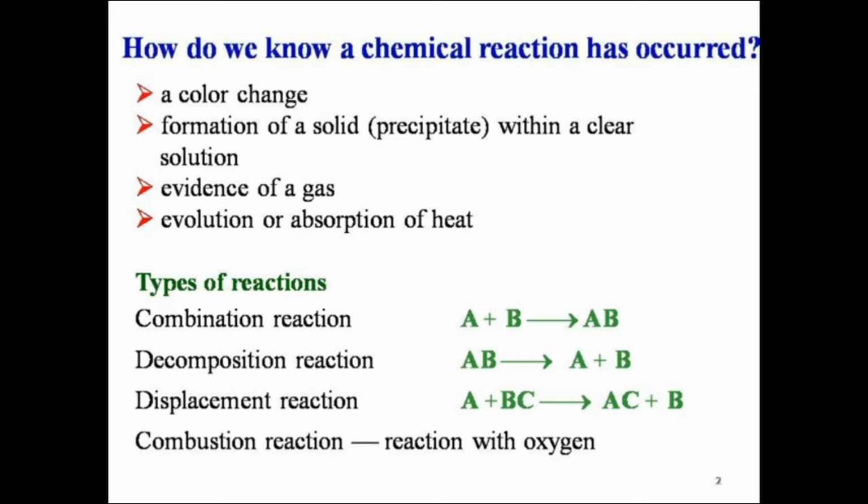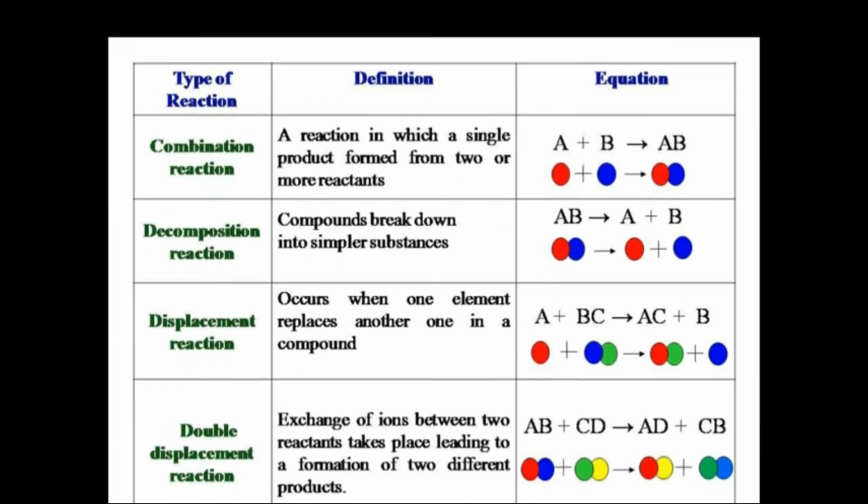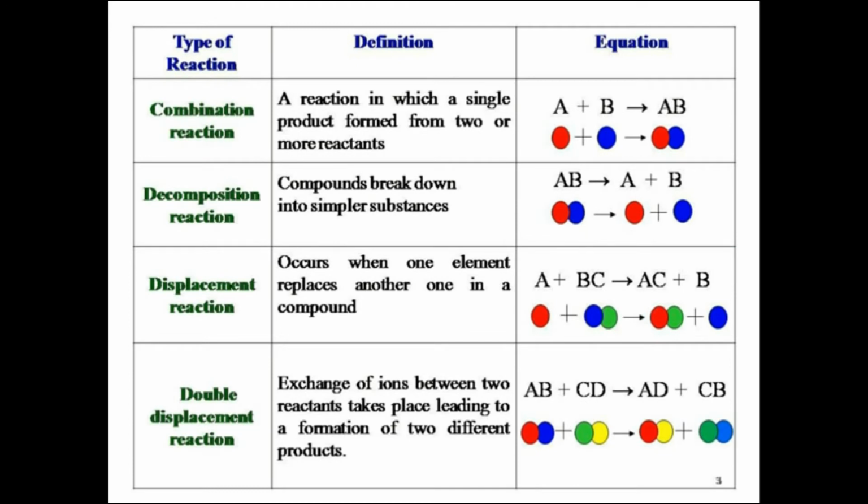Next, there are a few types of reactions we will see. Some reactions are shown here. First one is combination reaction, that is A plus B combined to give AB. Second one is decomposition reaction, AB decomposes to give A plus B. Third one is displacement reaction, and fourth one is combustion reaction, that is reaction with oxygen. So this table explains with the definition what those types of reaction are, with some examples.